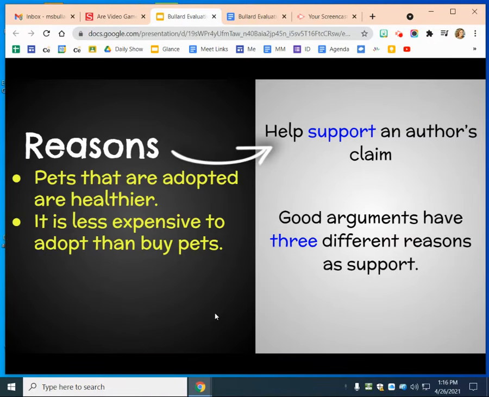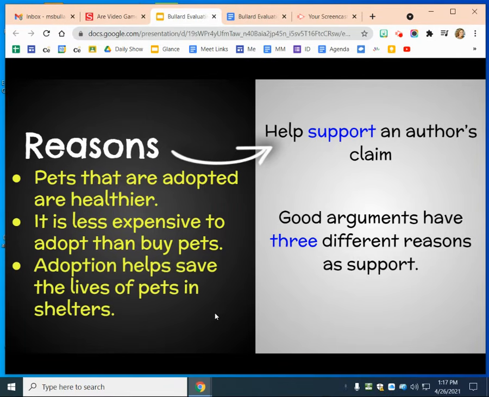And then the third reason the author listed was that adoption helps save the lives of pets that are in shelters. And we read how many dogs are in shelters each year, that if you adopt them, we're saving their lives so they're not euthanized. So those are the 3 reasons, 3 is the magic number, that the article had to support the claim it's better to adopt.